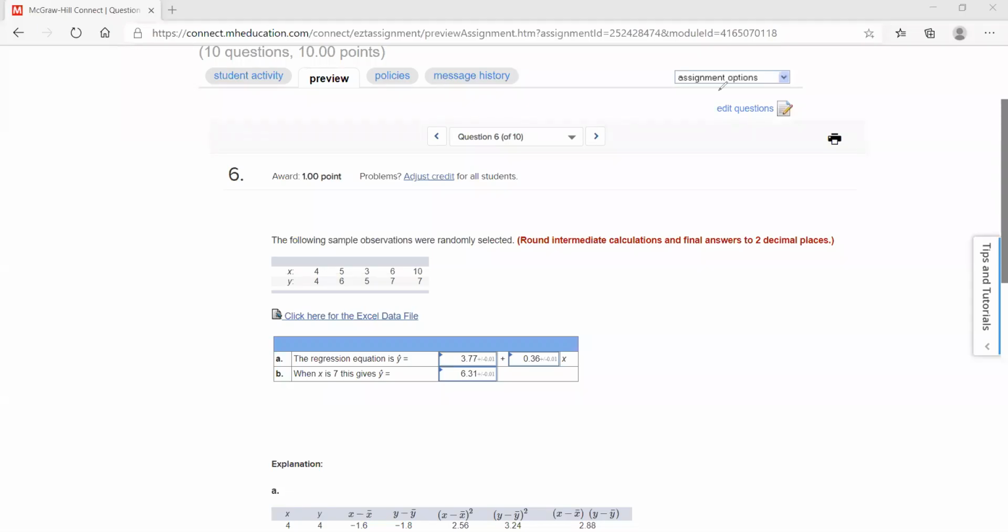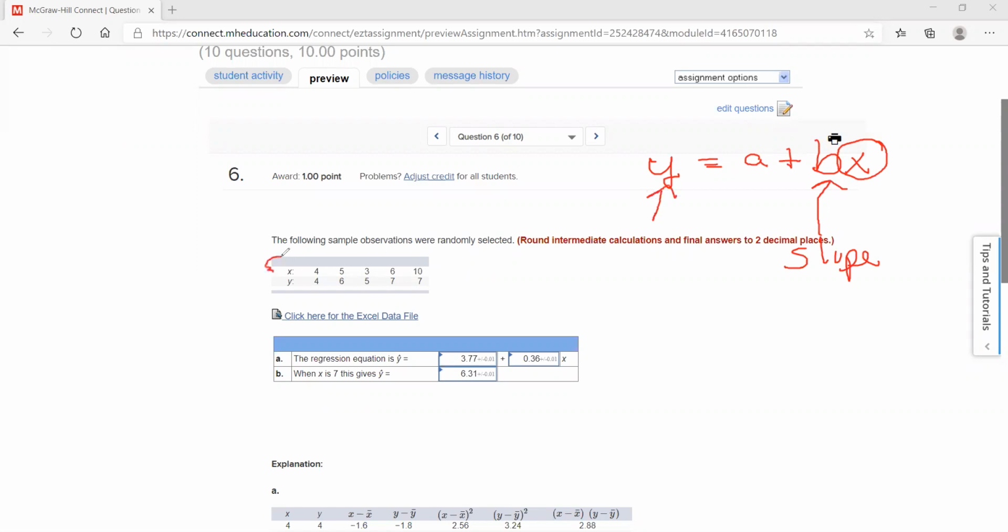All right, so this is problem number 6, and on this problem you're going to be doing your regression equation. And remember, your regression equation is y is equal to a plus bx. So b is essentially your slope, and x is going to be your input, your independent variable, and y is going to be your dependent variable.